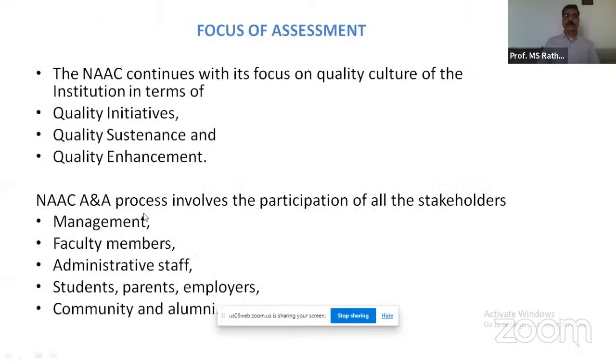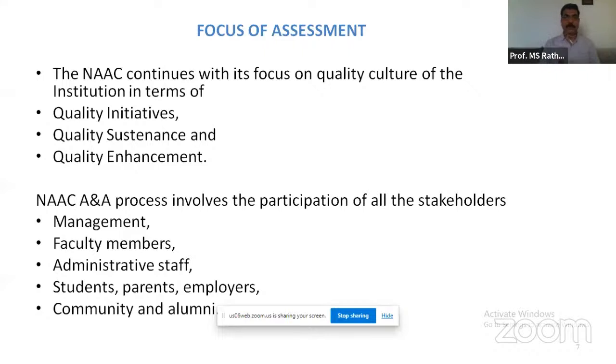Then in NAAC, the focus of assessment is on quality initiatives, quality sustenance, and quality enhancement. During the whole process, what NAAC would like to see is whether the institute has initiated certain quality activities, what mechanisms or plans exist to sustain this quality for a longer period of time, and what measures the institution is taking to enhance the quality further. So this is a continuous process.